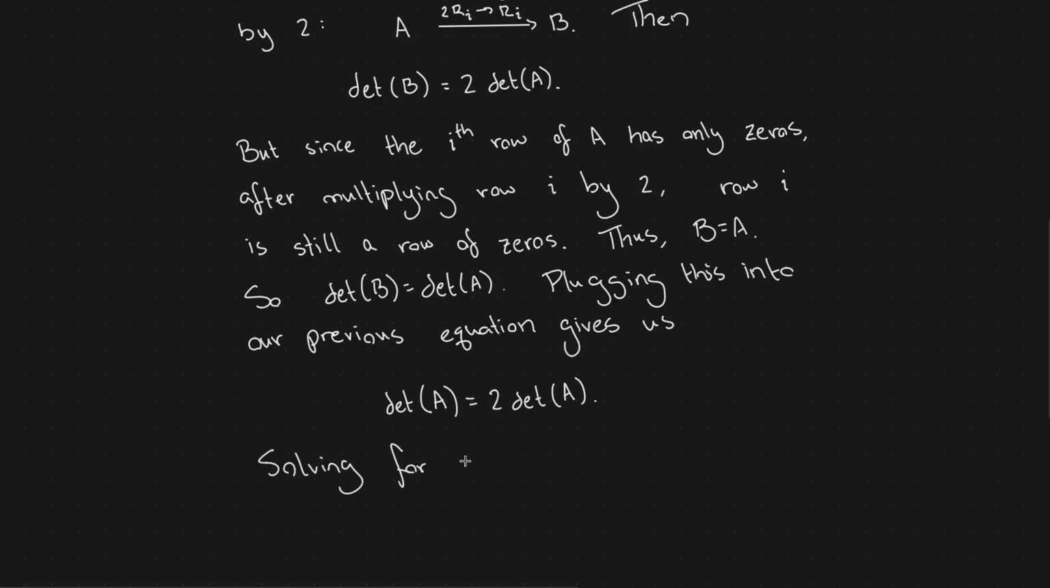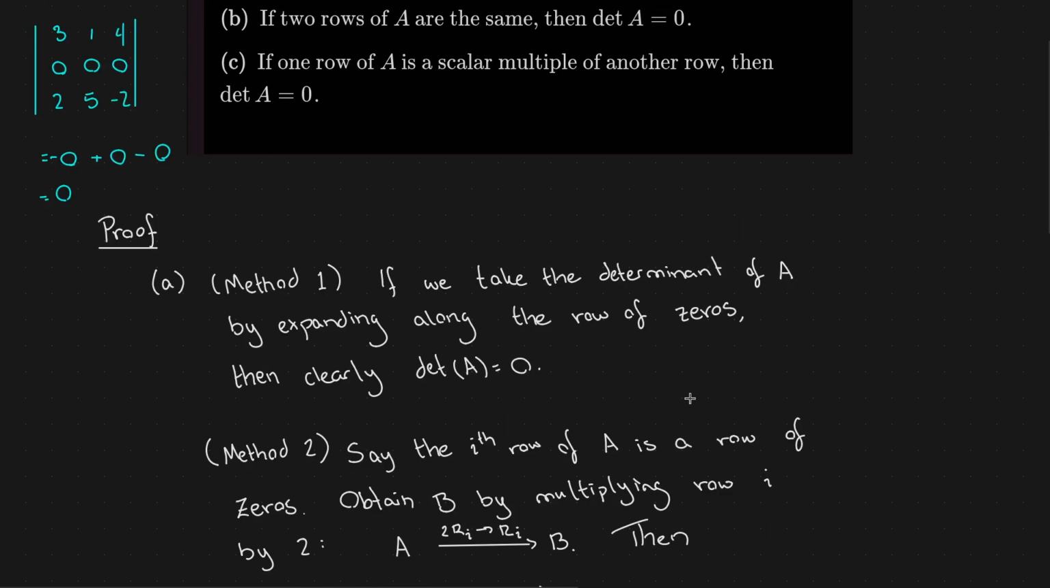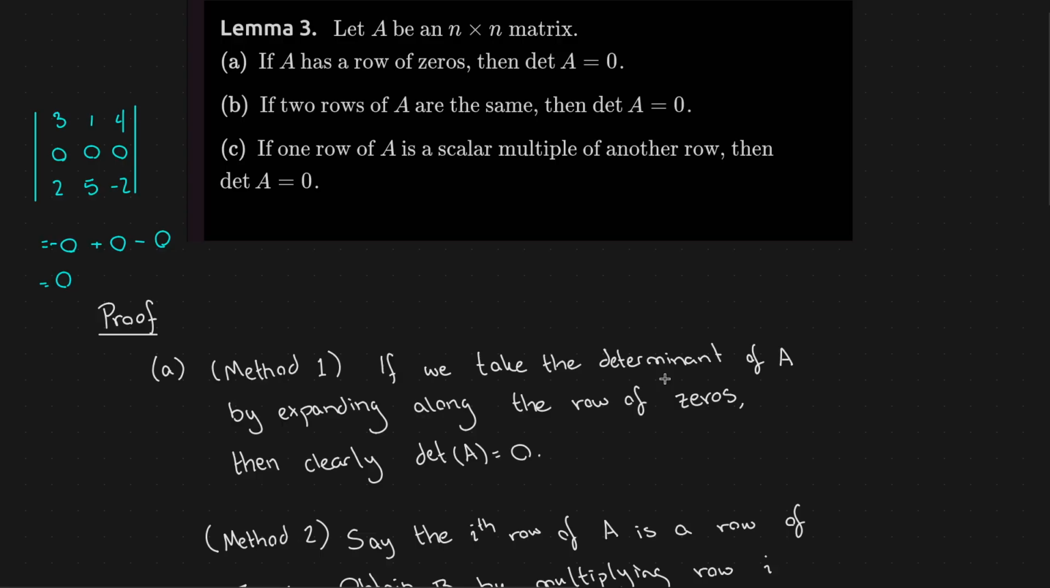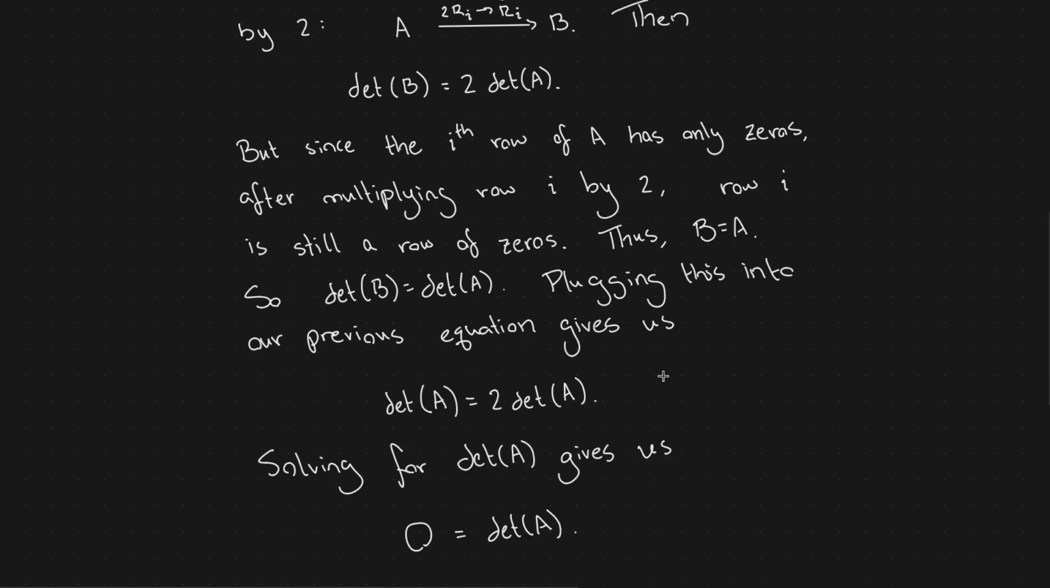So solving for the determinant of A gives us, on the left-hand side, 0. On the right-hand side, I get determinant of A. Which is what we wanted to show. We wanted to show the determinant of A was 0. All right? Now, that's a lot wordier than our first method, right? I just wanted to give you a peek of it. I thought it was a cute method.